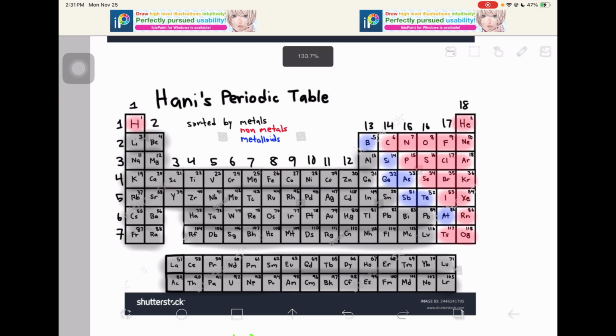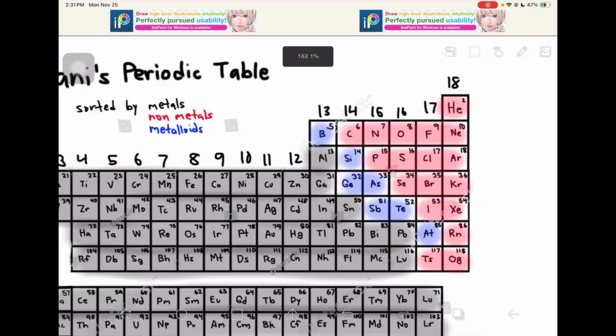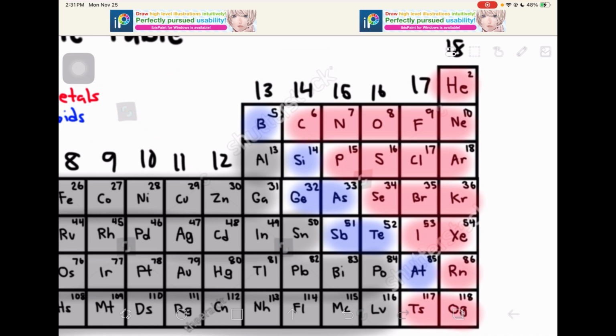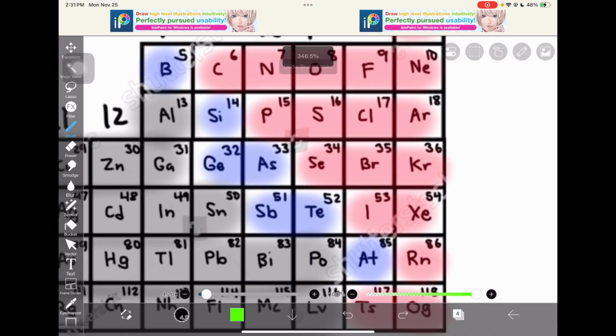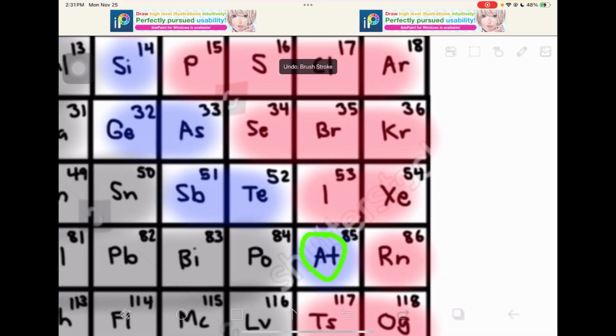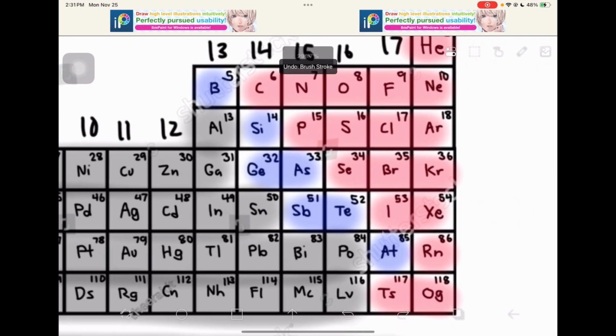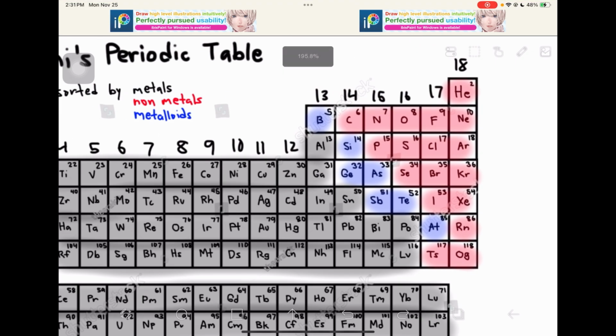Then you could sort it also by metals, non-metals, and metalloids. As you can see, it's a very simplified version of the periodic table. We have the metalloids over here. I think we have to memorize this, so here we go. This one's boron, silicon, germanium, arsenic, antimony, tellurium, and astatine. So this is basically the border that separates the metals and the non-metals.